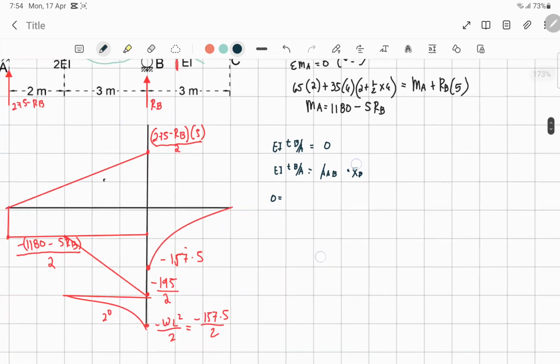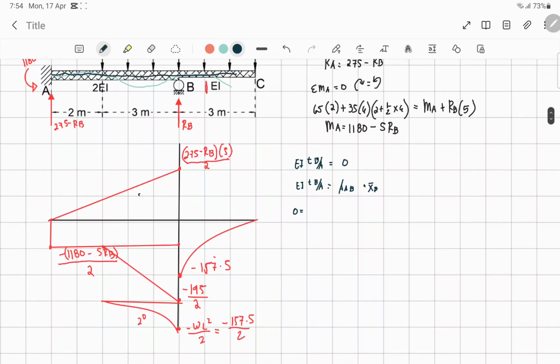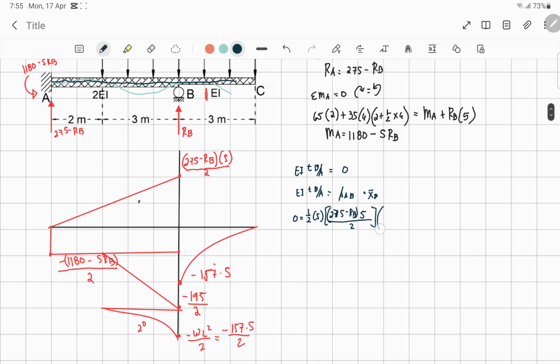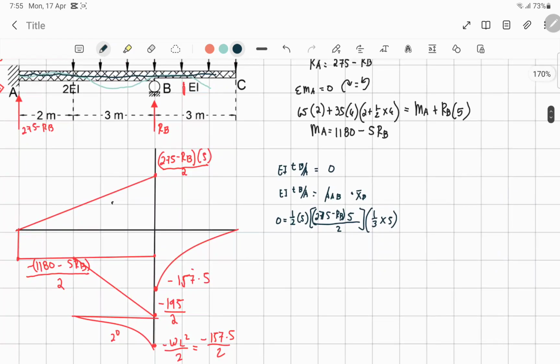0 is equal to, so area, ang consideration natin is area AB. Therefore, the triangle is 1/2 times 5 and then, we have 275 minus RB all over 2 times 5. Okay? And then yung kanyang centroid is just the 1/3 of 5 meters. Okay? So, yan yung ating triangular dyan na moment.